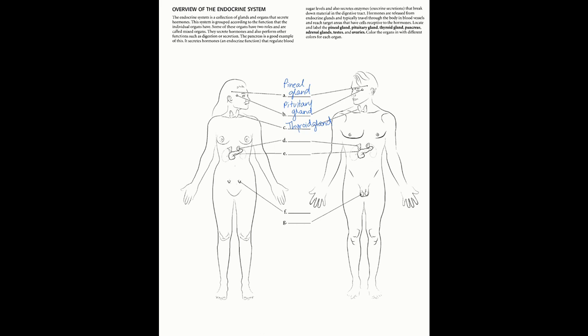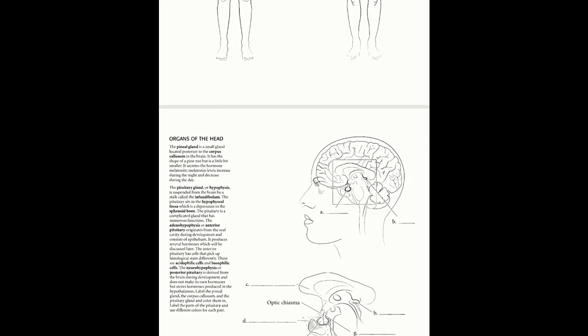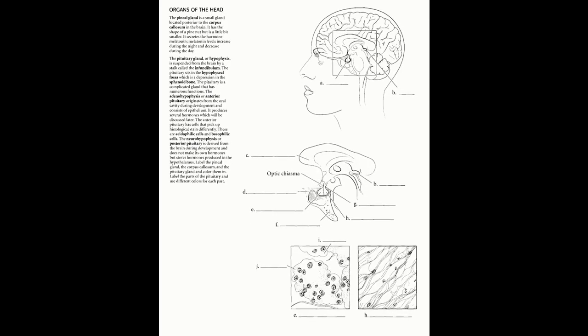D, we have our adrenal glands. E is our pancreas. And then the sex organs being the ovaries and testes, or testis if you're just talking about one. Okay, so let's go ahead and talk about these in a little more detail. So our next page is organs of the head.